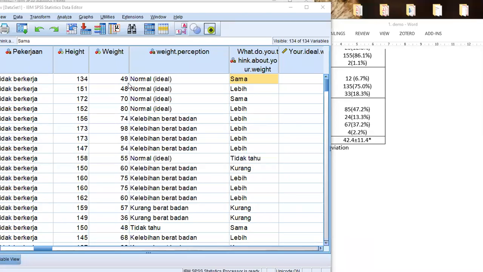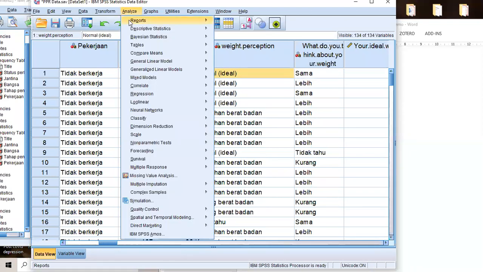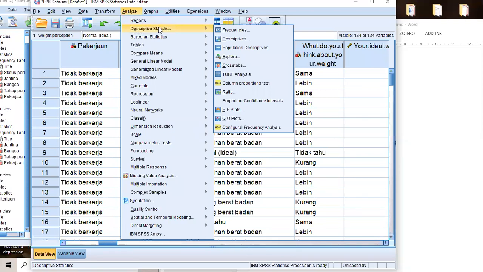Okay, next, we're going to do obesity. For these variables, weight and height, just explore these two variables first. Any missing values, any out of range values, any typos, these kinds of things. Okay, so let's start. Analyze, descriptive statistics, and explore. Explore, earlier we used frequency. Explore gives you more information about the data itself.